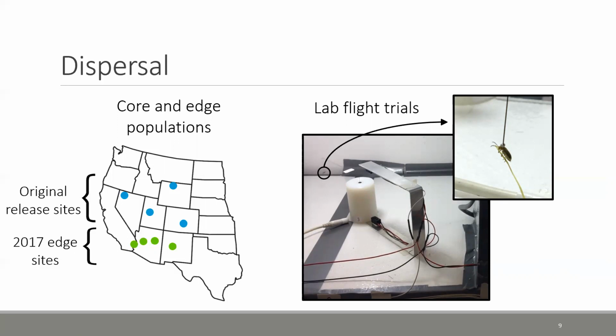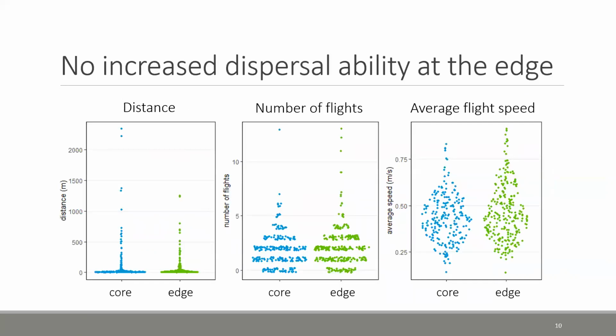We took all of these beetles back to the lab and then performed flight trials on flight mills to determine the dispersal ability of individuals using flight parameters like how far and how fast each individual beetle could fly. I'm going to show you the results for 3 flight parameters: distance, number of flights, and average flight speed.